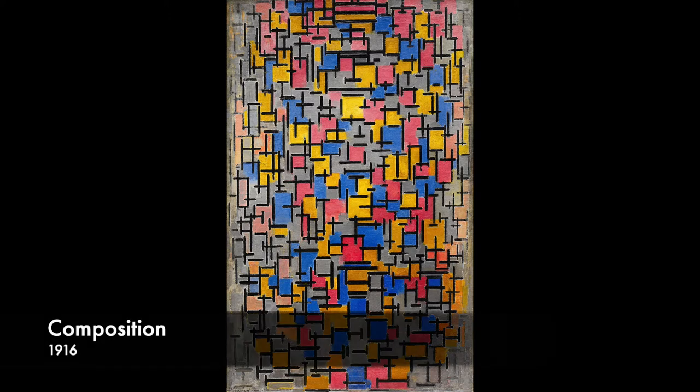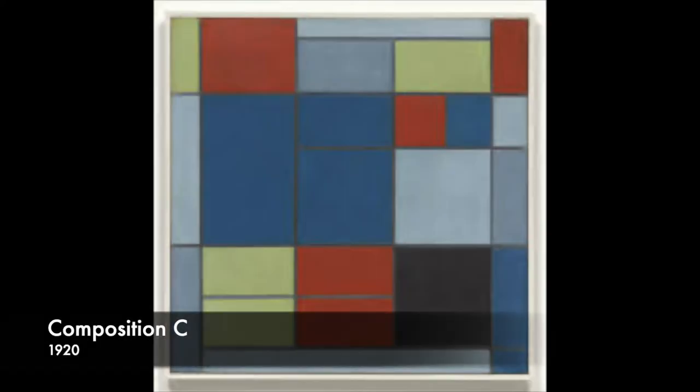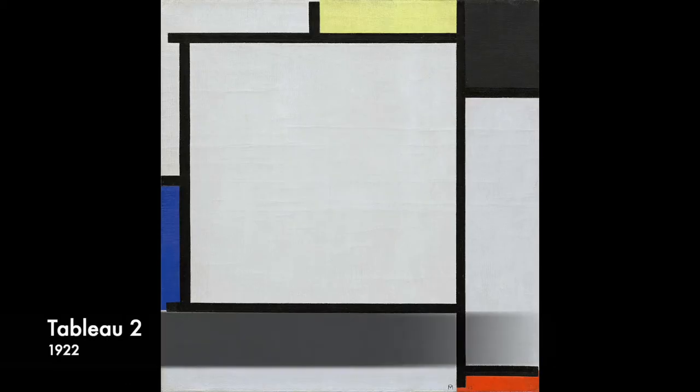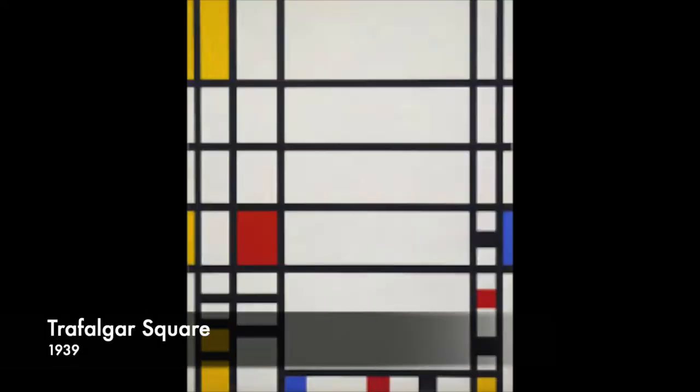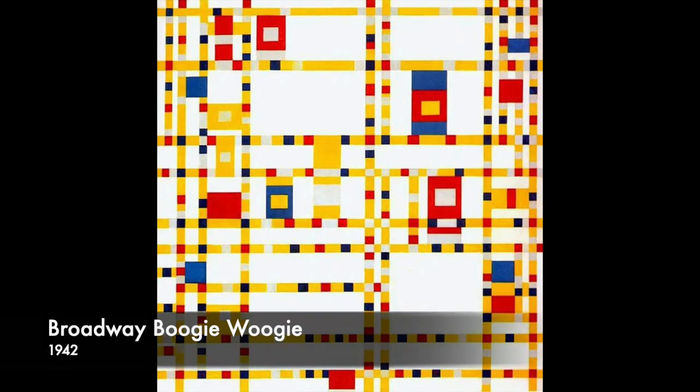When he moved to Paris, he developed his iconic abstract style, using primary colors blue, red, and yellow, and he also used black and white. He moved to New York at the beginning of World War II, where he painted perhaps his most famous painting, Broadway Boogie Woogie, one of his most famous pieces.